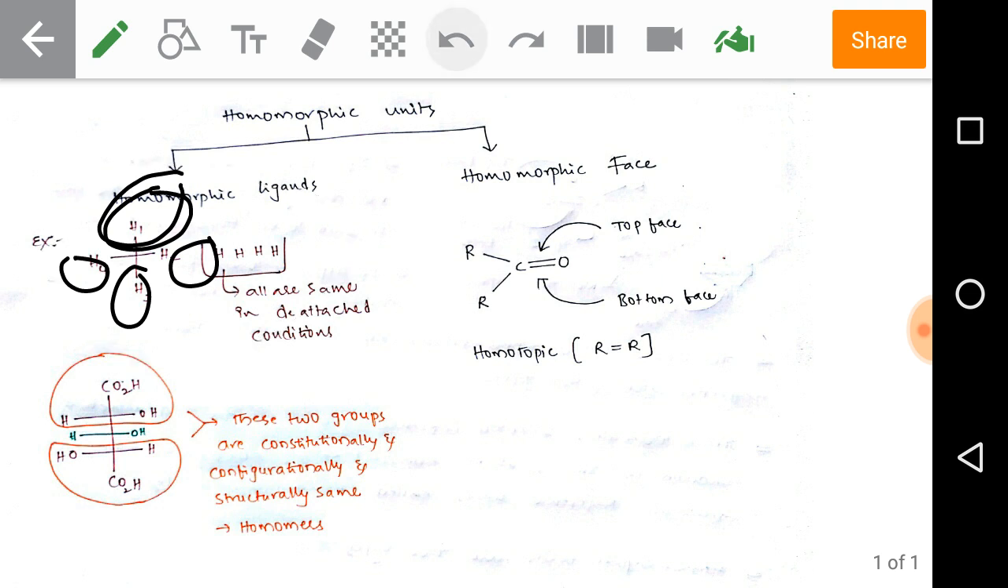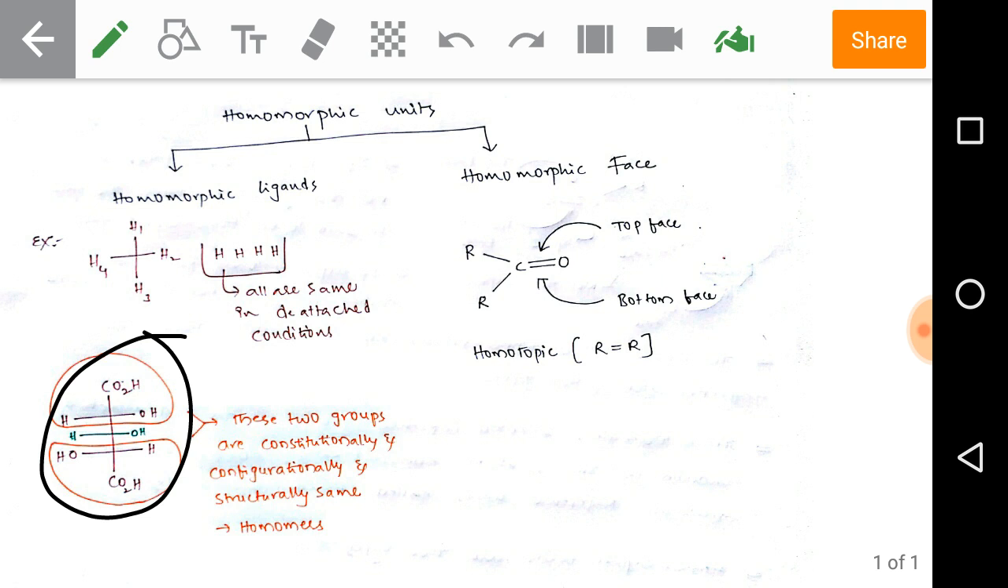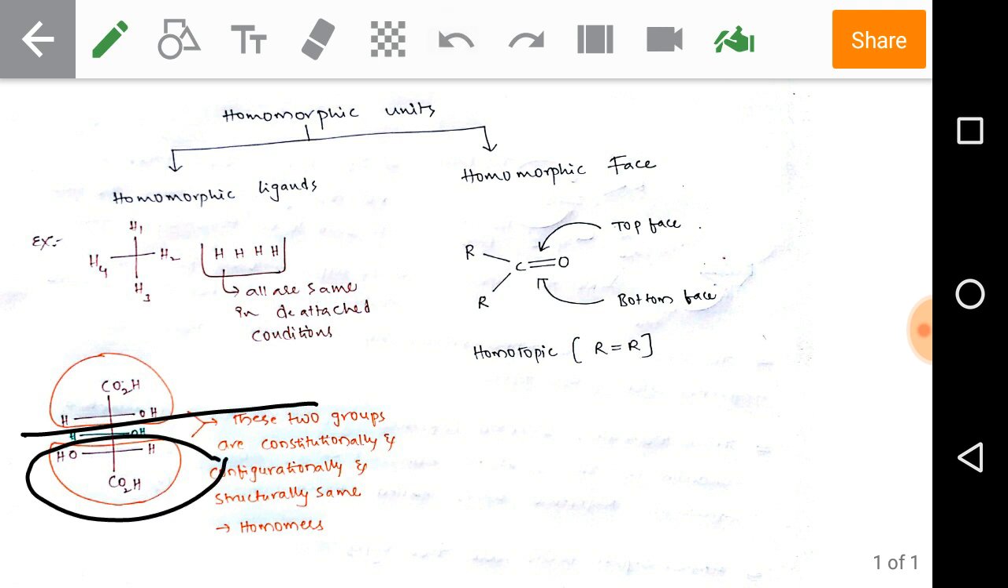So then we consider these 4 hydrogens as homomorphic ligands. Right. And check another example for homomorphic ligand here. If you consider this molecule, in the center one, on the top of it we have one group, and at the bottom we have a group. These 2 groups are the same. These 2 groups are constitutionally, configurationally and structurally the same. Hence, these 2 groups are considered homomers.